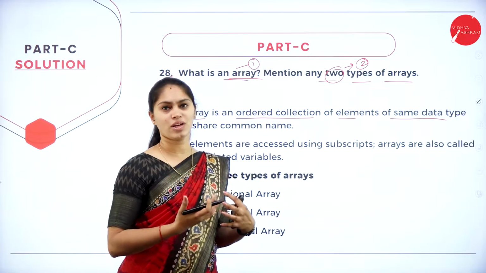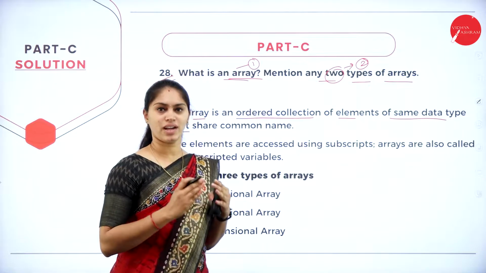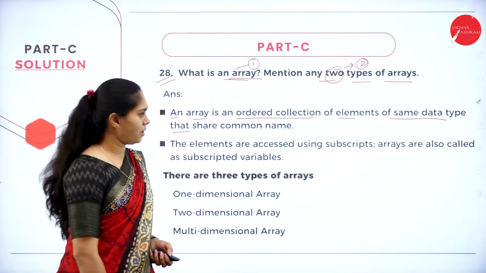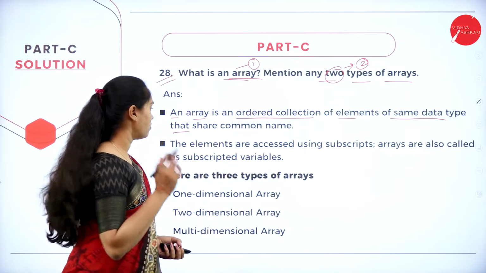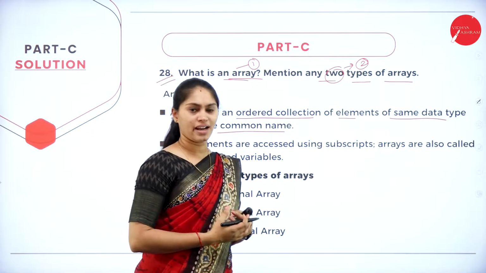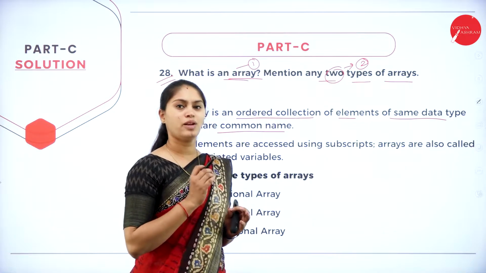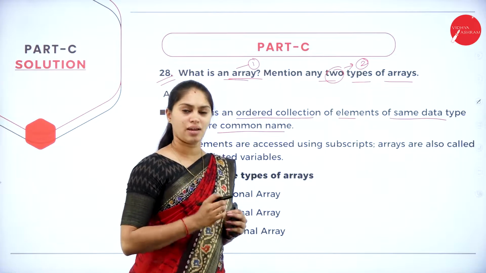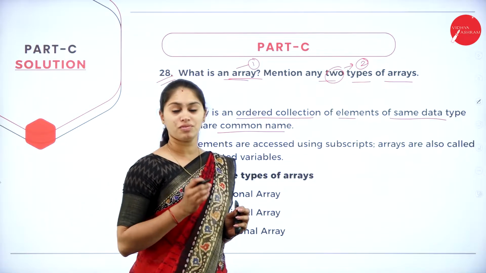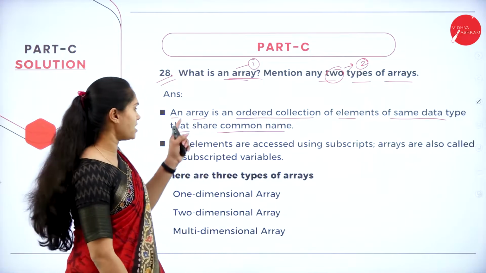because an array will not handle heterogeneous data, or different kinds of data. It deals only with similar kinds of data having the same data type. So an array is an ordered collection of elements of the same data type which share a common name. For example, if I have 10 elements in an array, all will have the same array name, but each will have its own value, and all are of the same data type. Then that ordered collection of elements is termed an array.